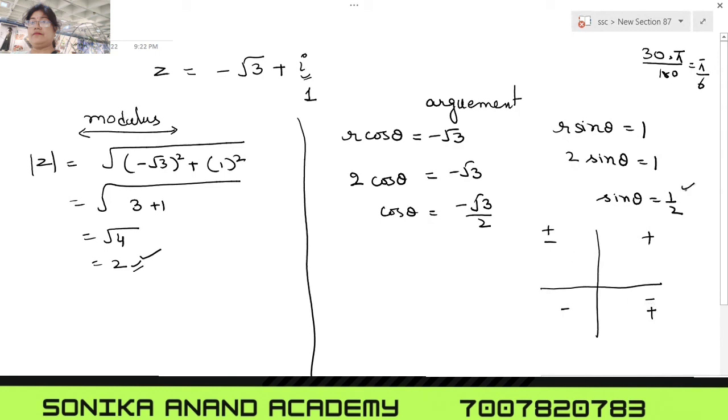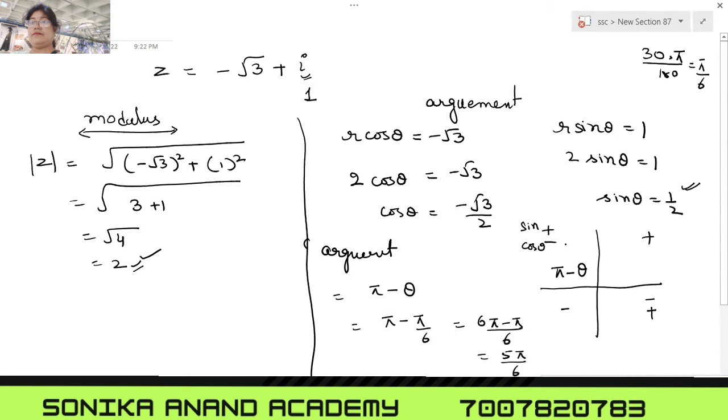No, sine theta is positive. Oh, okay, second quadrant. So for the second quadrant we have pi minus theta. So the argument is pi minus theta. So what's the answer? Pi by 6. Check the answer. That's not correct.